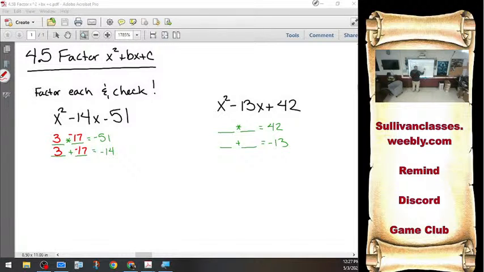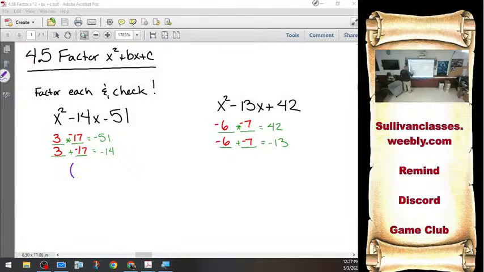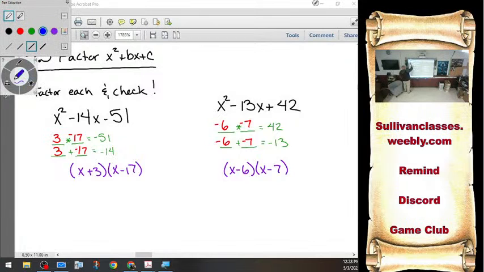Over here, what do you think? They both had to be negative because that's the only way I'll multiply to a positive, but add to a negative. So those are my answers. This is x plus 3, x minus 17. This is x minus 6, x minus 7. Now those are the actual answers. You also have to do the check with them to show that, yeah, you know what you're doing.